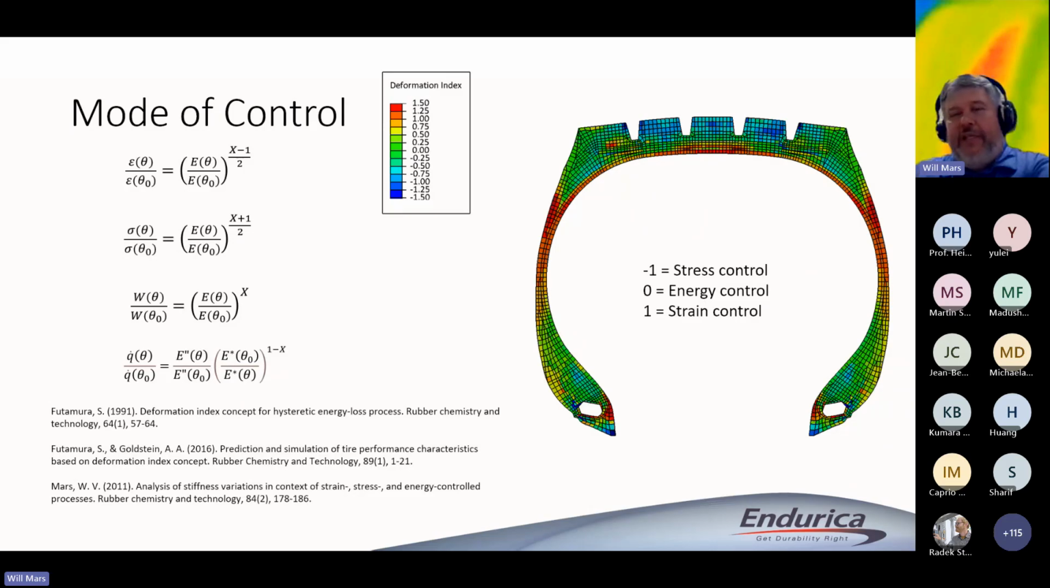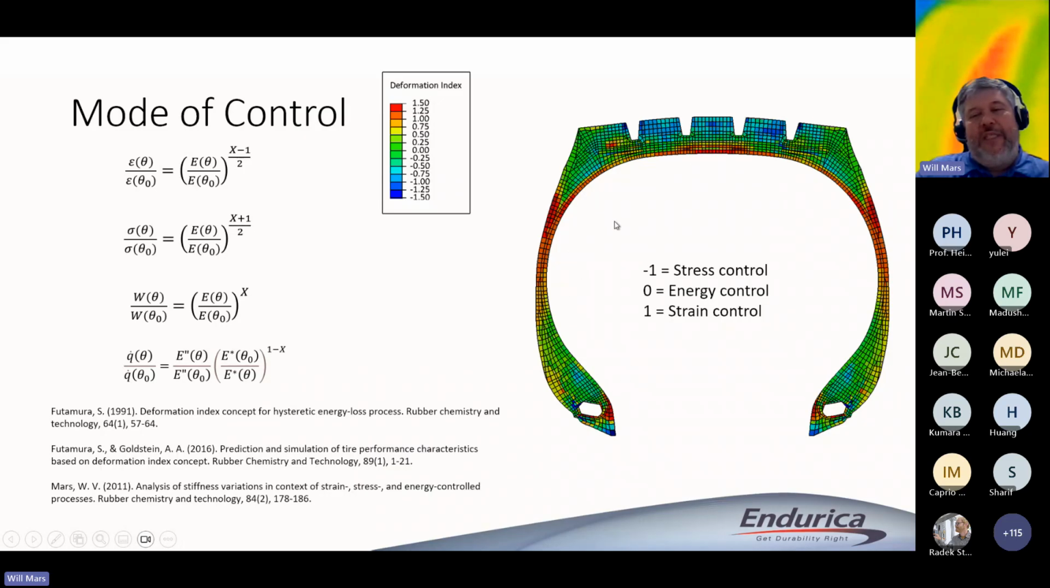But then in the application, if it's a stress control application, the dissipations will rank differently because of the difference in mode of control. So you can correct for that using a simple calculation that I've shown here. In fact, if you're using a finite element model, you can calculate a parameter called the deformation index. The deformation index was originally an idea put forward by Shingo Futamura, but you can calculate this.